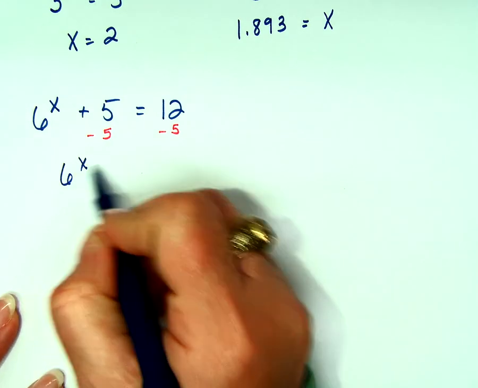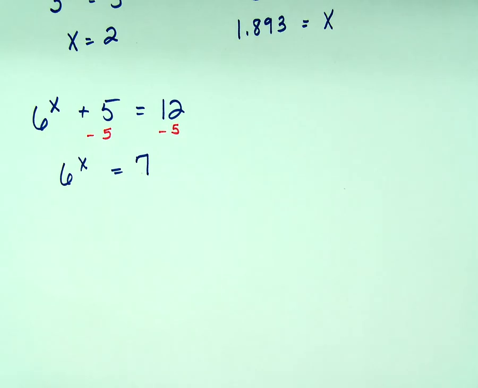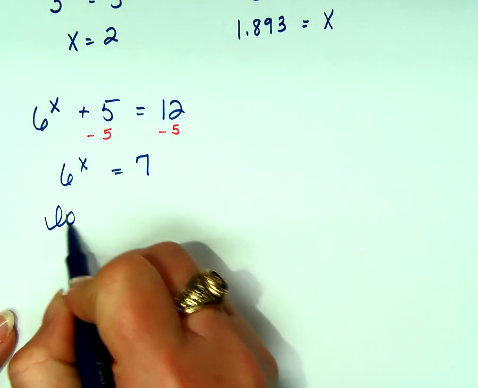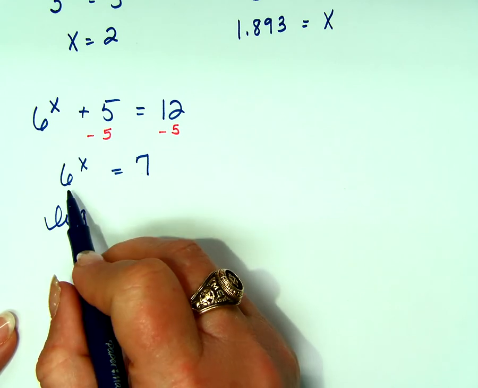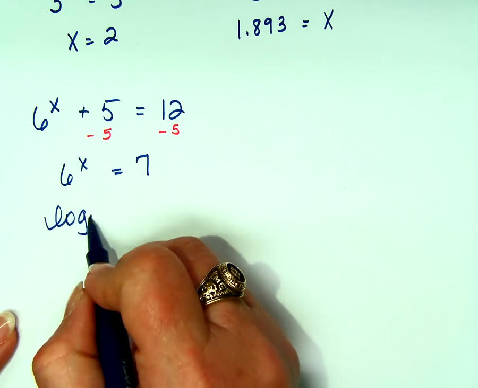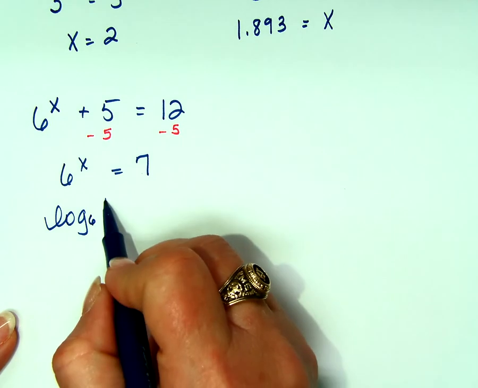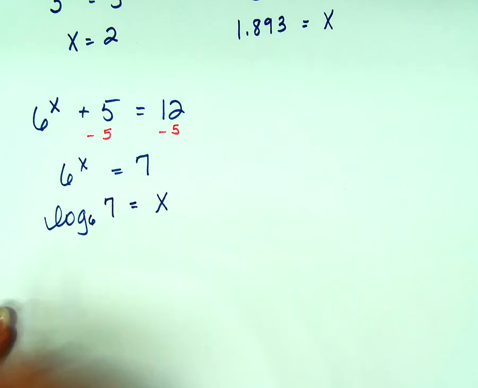6 to the x equals 7. Is the base isolated now? Once the base is isolated, what do I want to do? Rewrite it in logarithmic form. It's in exponential form right now. Try logarithmic form. Log base... What's the base up here? 6. So that's the base of log, of 7 equals x. How would I solve that?